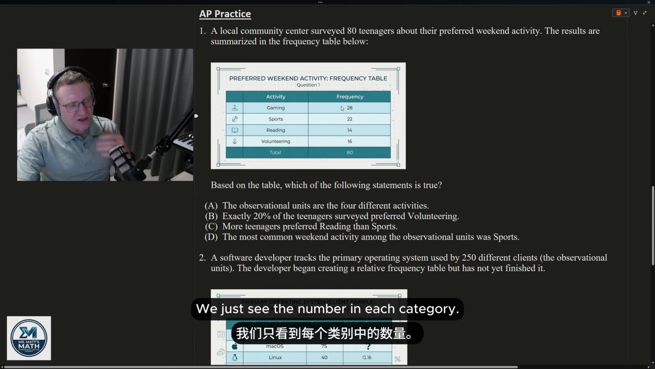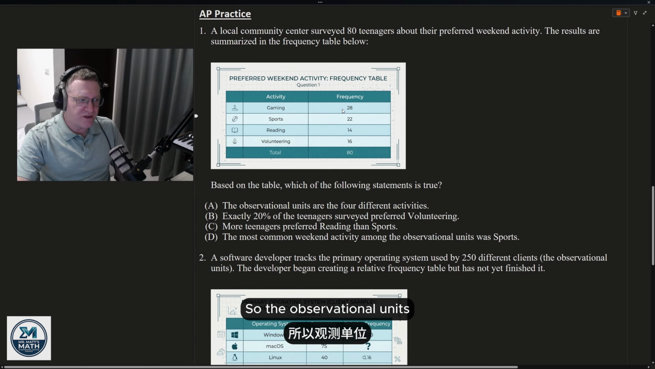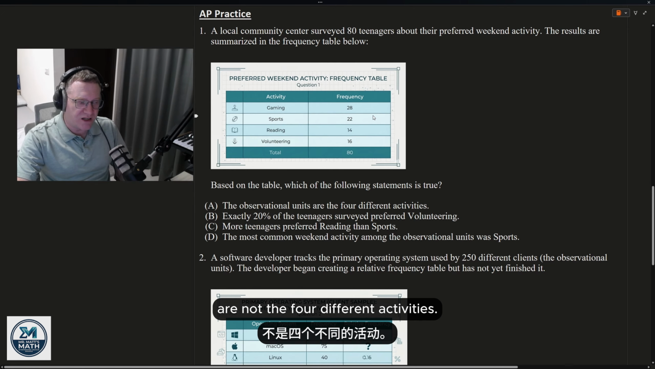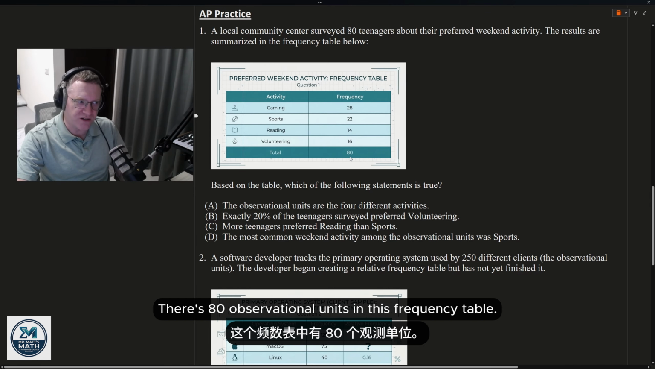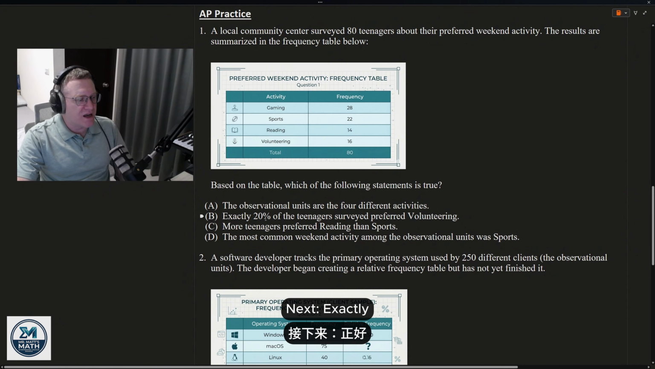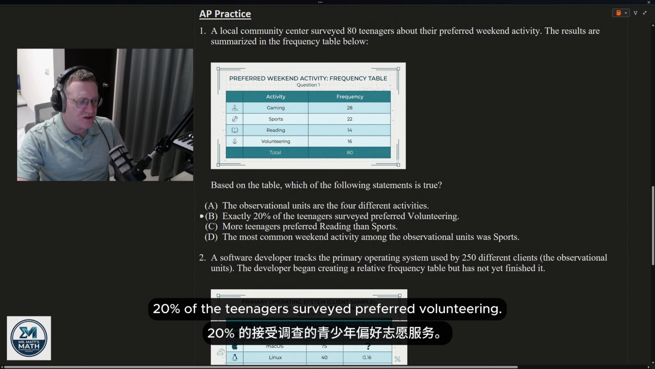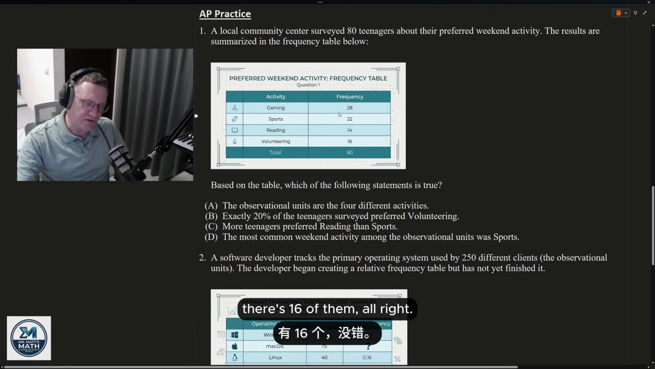We just see the number in each category. So the observational units are not the 4 different activities. That's not true. There's 80 observational units in this frequency table. Next, exactly 20% of the teenagers surveyed preferred volunteering. Well, volunteering, there's 16 of them.